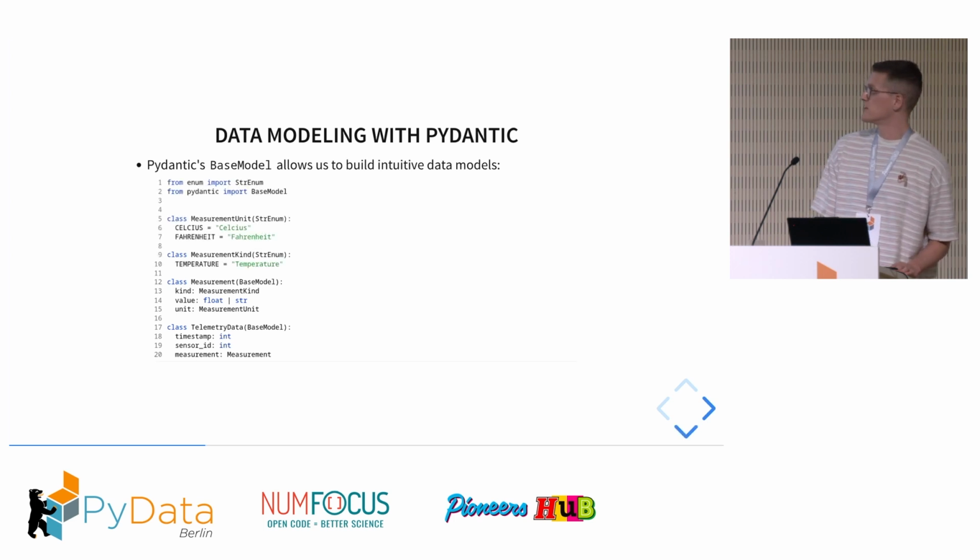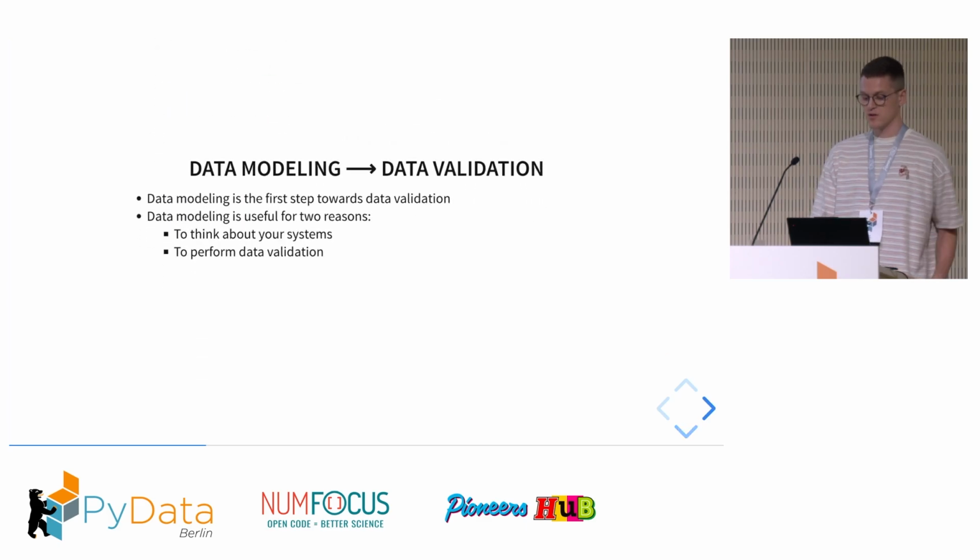So this is what it looks like, and this is very powerful if you're dealing with any kind of JSON data, no matter where it comes from, because it makes it very easy to give your data some meaning and also allows you to reason about what's happening in your code. So data modeling is kind of the first step towards data validation. If we don't have any model of our data, we can never say if our data actually looks like it should look, because what are we comparing against?